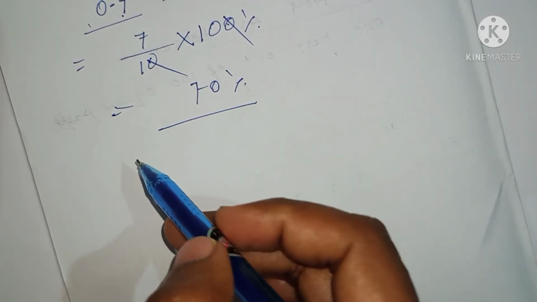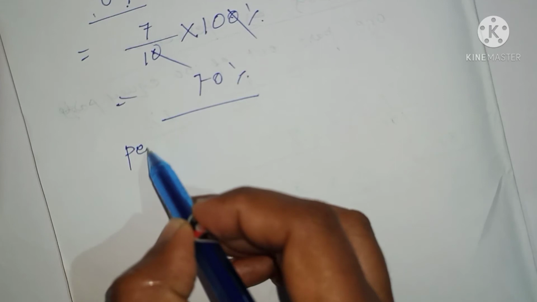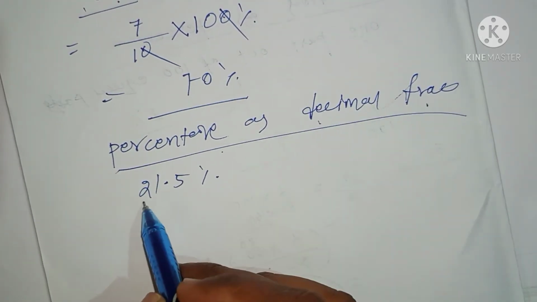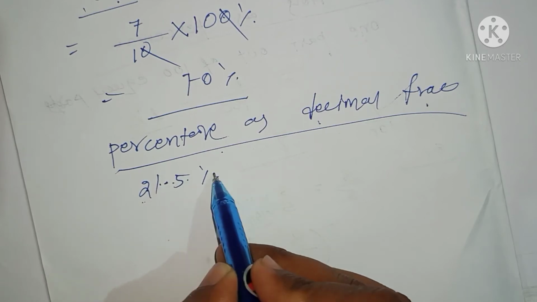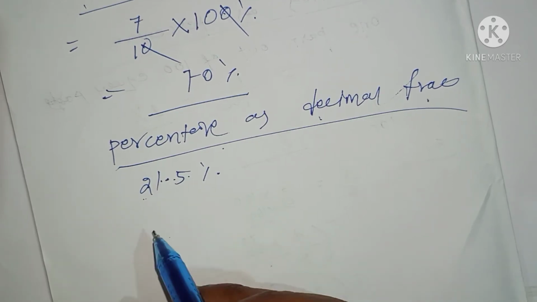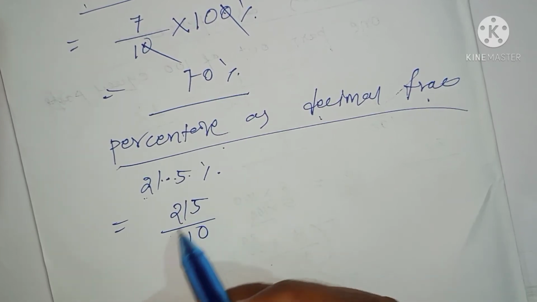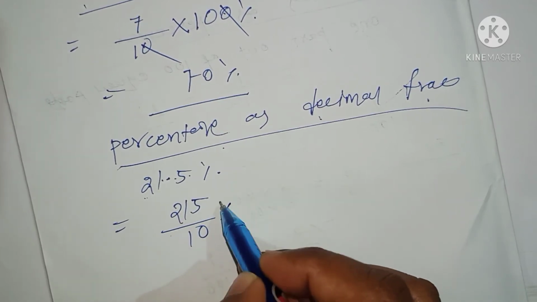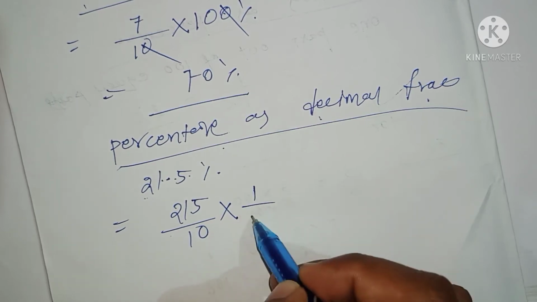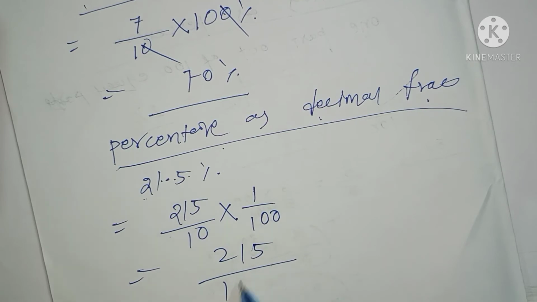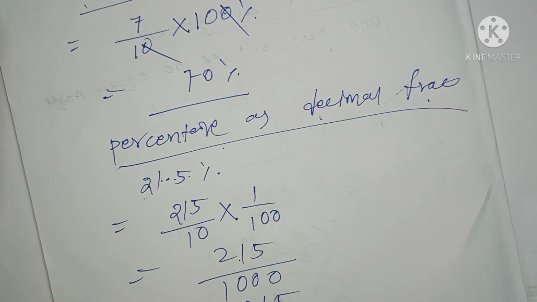Similarly, let us change a percentage into a decimal fraction. How to write it? Suppose 21.5% is there. How to write it as a decimal fraction? See, here also we can write 215 by 10 in the form of a fraction. And percentage means what? Percentage means 1 by 100. Is it clear? Now 215 divided by 1000. So this we can write as 0.215.